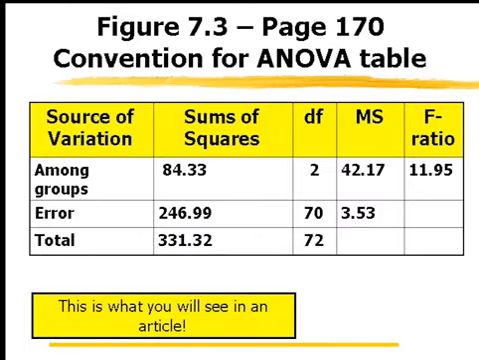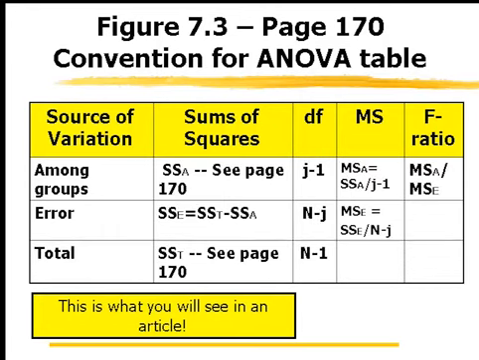So what we're going to do then is to compare the obtained F ratio of 11.95 versus the critical F ratio. The critical F ratio was 3.14, so the 11.95 is greater than the 3.14, so the omnibus test for the analysis of variance was statistically significant. That means that someplace amongst those three different comparisons, one of them was statistically significantly different.